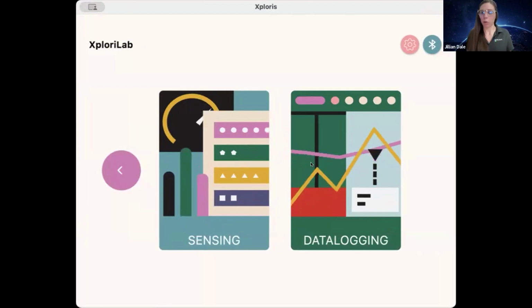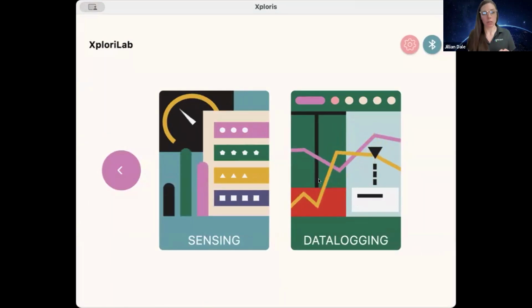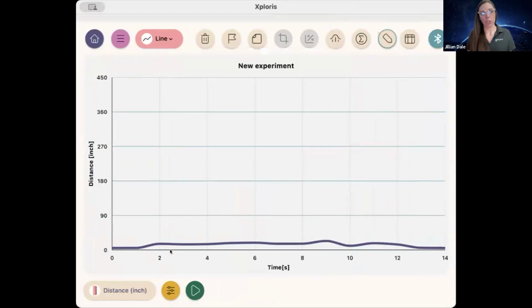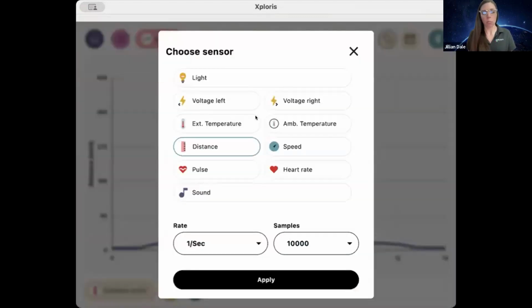So you've got two different components. You've got the sensing component and the data logging component. The data logging component is very similar to what Hannah had just showed us with GlobiLab. It just looks a little bit more kid friendly, if you will, a little bit more colorful. So in here, you can, again, choose which sensors you would like in an experiment.